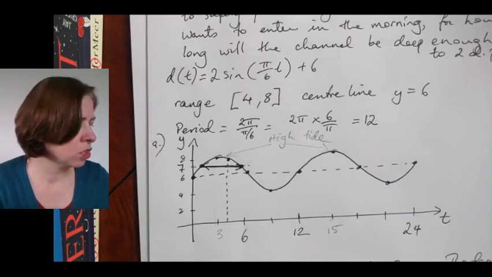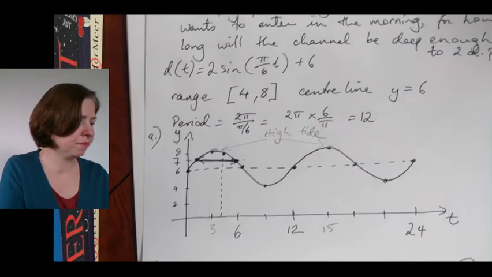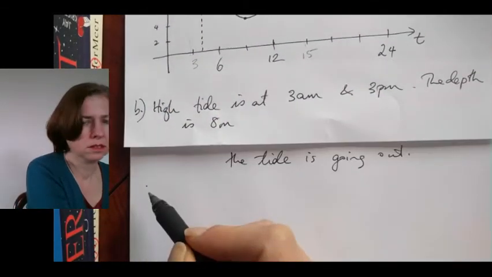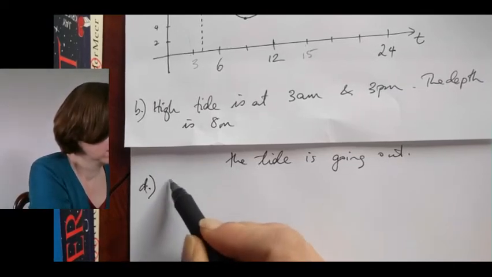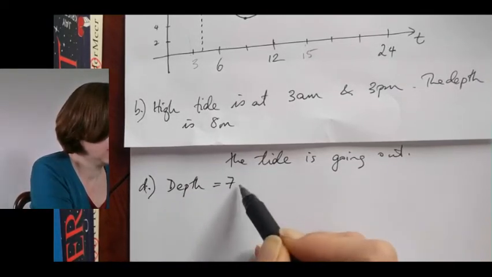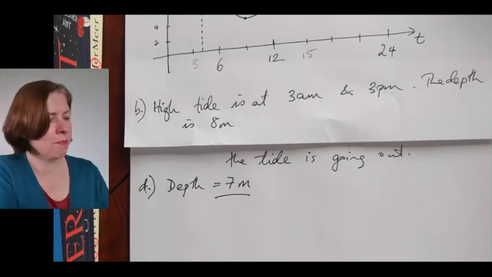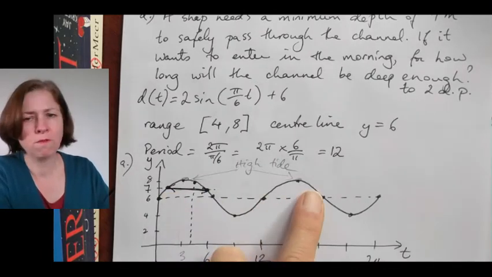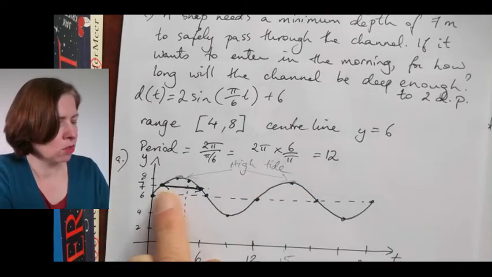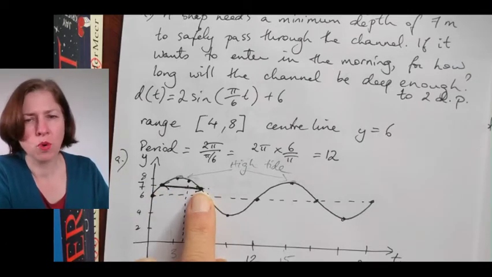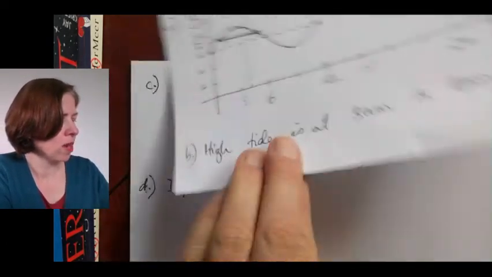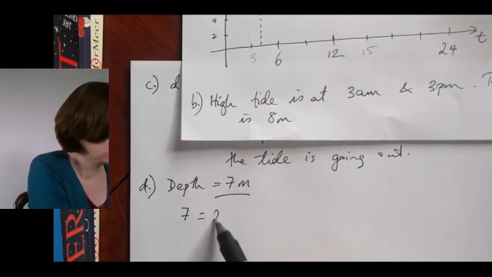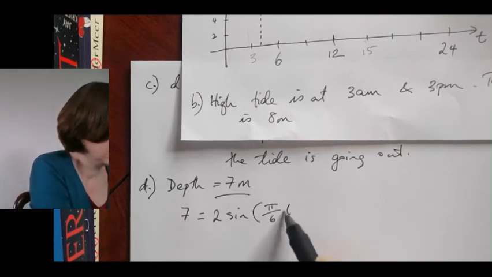All right, so let's do our calculations. I need to find out when is the depth equal to 7 meters? And it's going to happen, in fact, 4 times during our 24-hour period, 1, 2, 3, 4. And then it does say in the morning, so I'm just going to find out the time in the morning when that happens. So I need to solve 7 equals 2 sine pi on 6t plus 6.